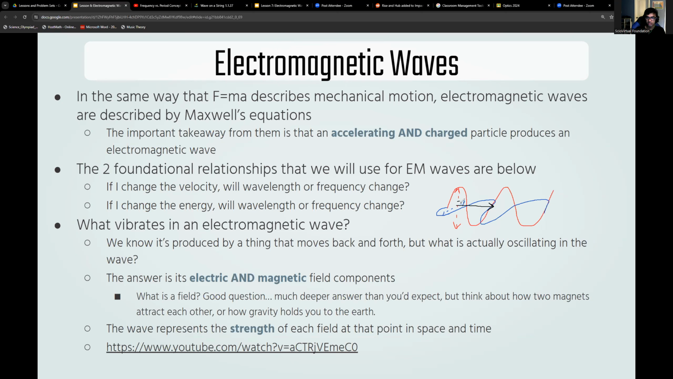Because that's perpendicular to this guy, perpendicular to this guy. Perpendicular to this guy, and these guys are also perpendicular, okay? So they're all perpendicular to each other. So the wave itself represents the strength of that field at each point in time.